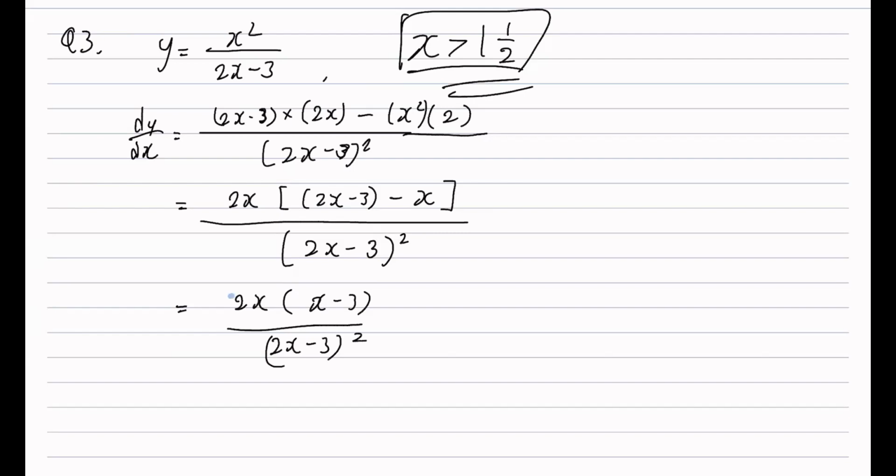Can we cancel off 2x with 2x, 3 with 3? No, please don't do this. You can only cancel off common factors. This is 2x minus 3 times 2x minus 3, the square there. Okay, what did they ask for?